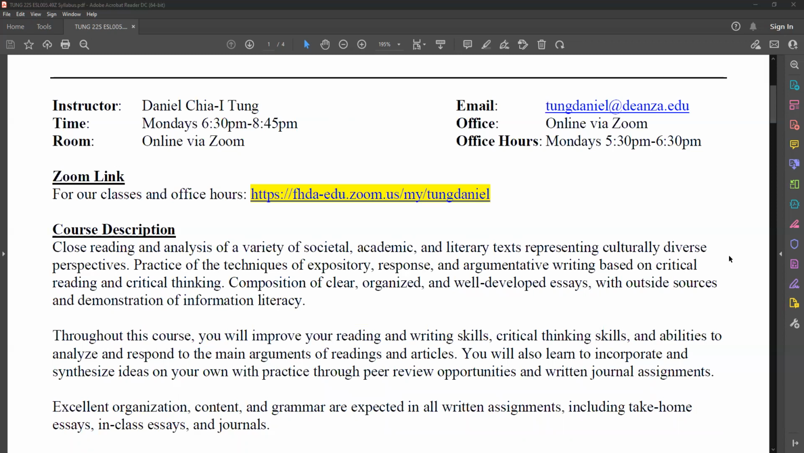On the top right of the screen, you'll see my email address. That's just going to be tungdaniel@dianza.edu. Of course, you can also message me through Canvas if that's a little bit easier. And office hours will be Mondays before class, 5:30 p.m. to 6:30 p.m. I'm also fairly flexible in terms of if you just have questions via email, right? Feel free to email me.